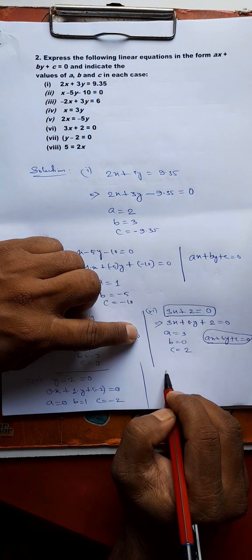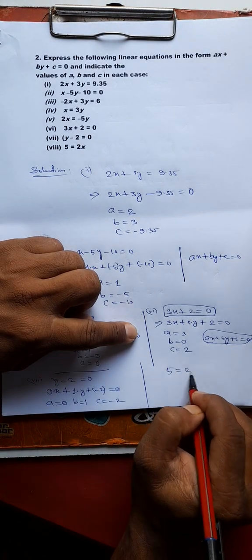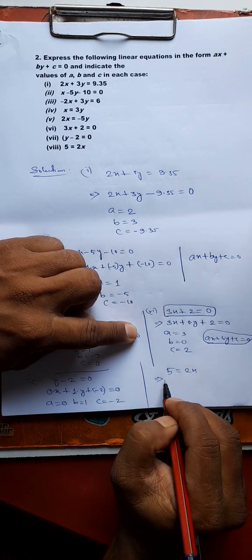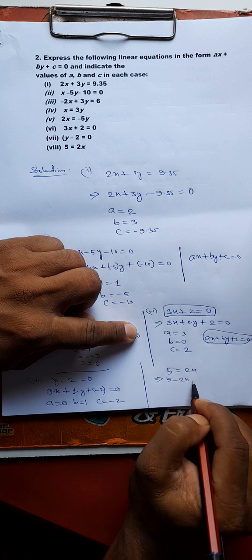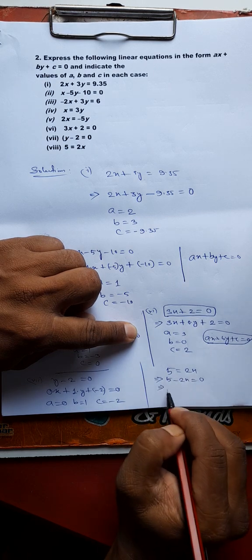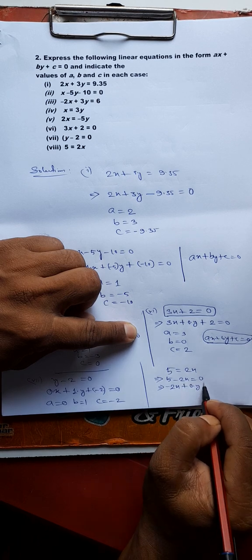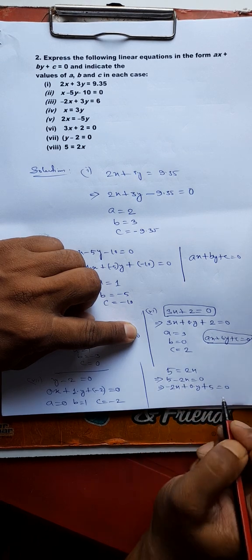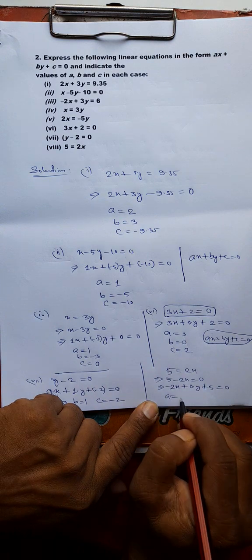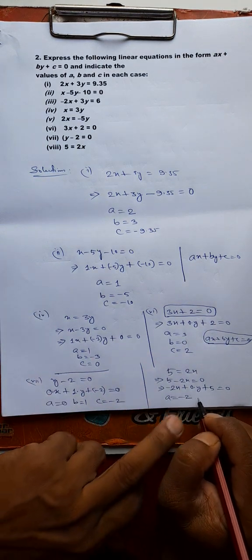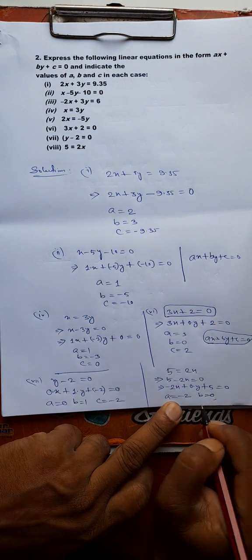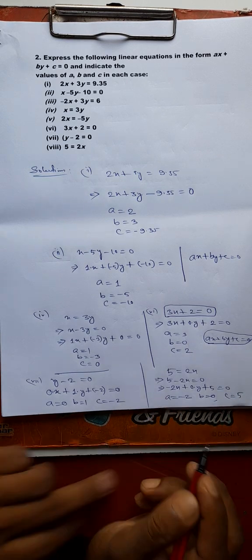Similarly, 5 equal to twice x. This implies that 5 minus twice x equal to 0. This implies that minus twice x plus 0 multiplied by y plus 5 equal to 0. So here a becomes minus 2, b equal to 0, c equal to 5. Right?